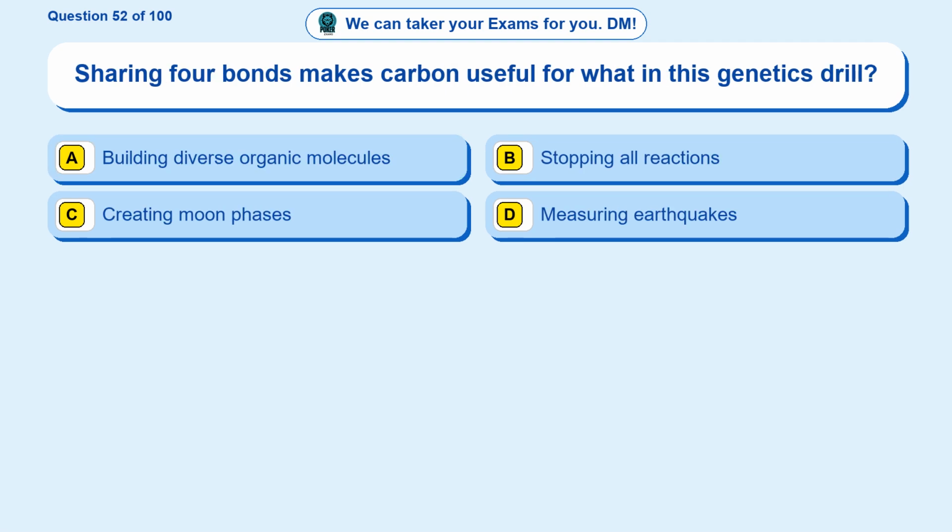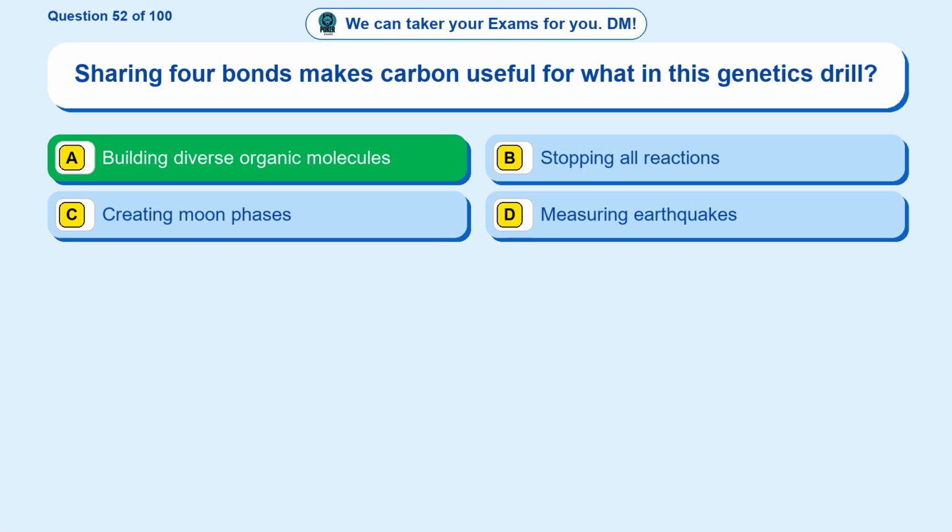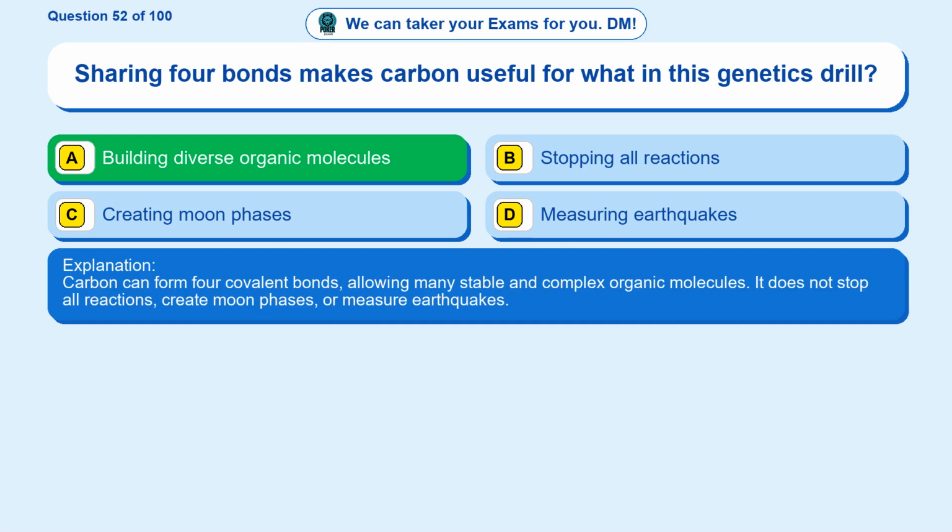Question 52. Sharing 4 bonds makes carbon useful for what in this genetics drill? Option A building diverse organic molecules. Option B stopping all reactions. Option C creating moon phases. Option D measuring earthquakes. The correct answer is option A. Building diverse organic molecules. Carbon can form 4 covalent bonds, allowing many stable and complex organic molecules. It does not stop all reactions, create moon phases, or measure earthquakes.